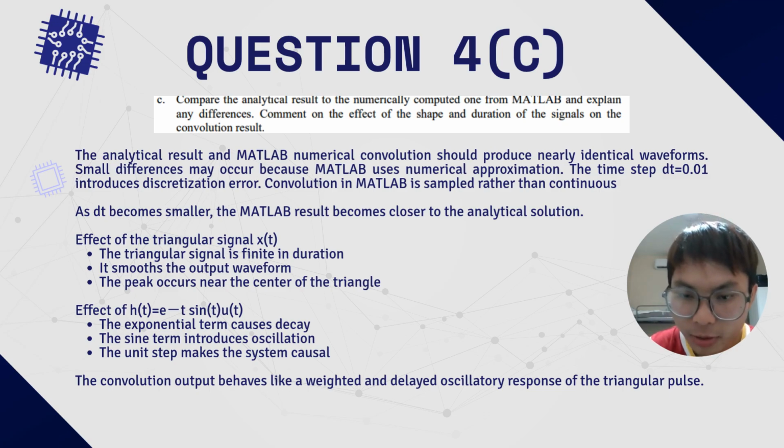Effect of h(t) equal to e to the minus t sine times u(t). The exponential term causes decay. The sine term introduces oscillation. The unit step makes the system causal. The convolution output behaves like a weighted and delayed oscillatory response of the triangular pulse.